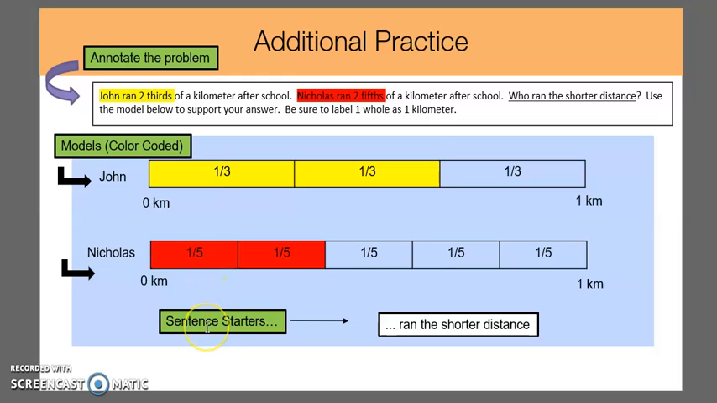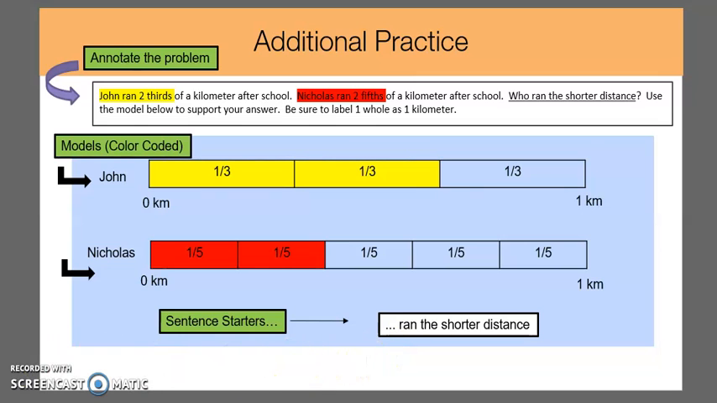And lastly, we want our students to really elaborate on their answers and write a complete sentence. So you can provide sentence starters when they do figure out the answer to this problem. Who ran the shorter distance? We don't want to say just Nicholas. We want to encourage students to write in complete sentences. So we would say Nicholas ran the shorter distance. Or you can have Nicholas ran the shorter distance compared to John. And this can help them with their vocabulary and writing skills.